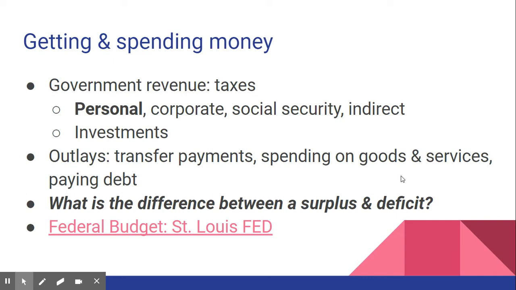Unfortunately, that's happened throughout the history of the U.S. government. There's been times where the U.S. government runs what's known as a budget deficit. There's other times in our history where the U.S. government runs what's known as a budget surplus. So really quick, pause the video if you'd like. Brainstorm what the difference is between a surplus and a deficit.